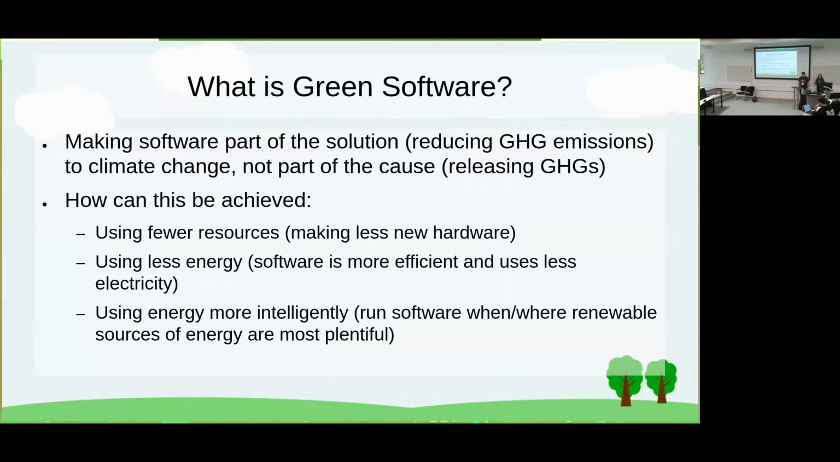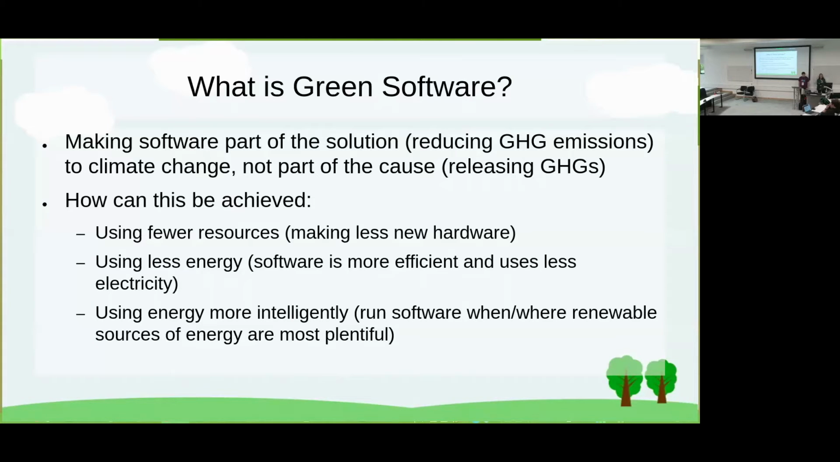And there are three main ways in which this can be achieved, at least according to the classification by Green Algorithms and others. So the first is using fewer resources. By resources, we in particular mean hardware, so physical resource. So making less new hardware, trying to reuse more hardware that we already have. Secondly, using less energy. So obviously, when you use software, it needs energy to ultimately run, and if you can make it more efficient, it'll use less electricity. And finally, using energy more intelligently.